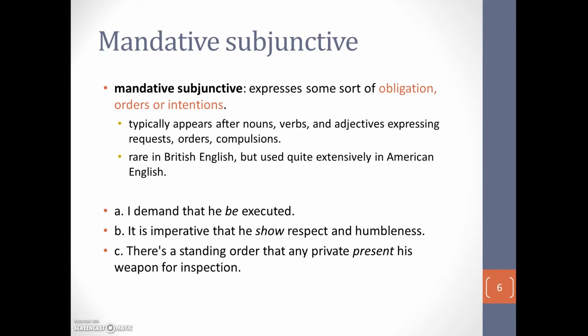So if I say "I demand that he be executed", we're looking at the verb be. So we can see it's in the base form, all right? So to be, the same form that we use for the infinitive. And we can see that this "he be executed" follows the verb demand. And this verb demand expresses an order. Yeah, and this is why we need the mandative subjunctive following it.